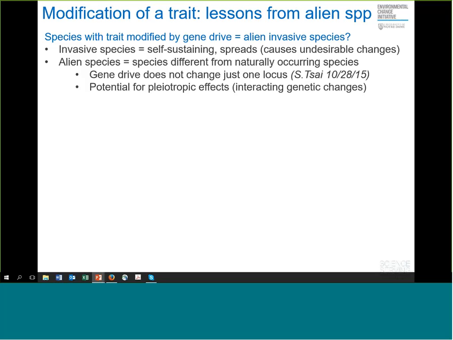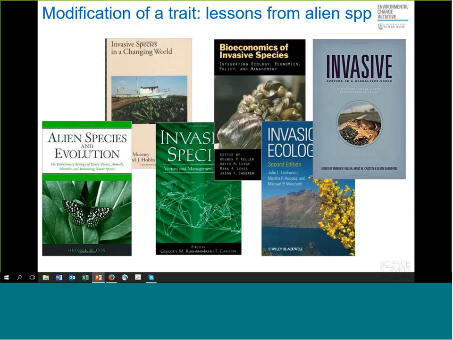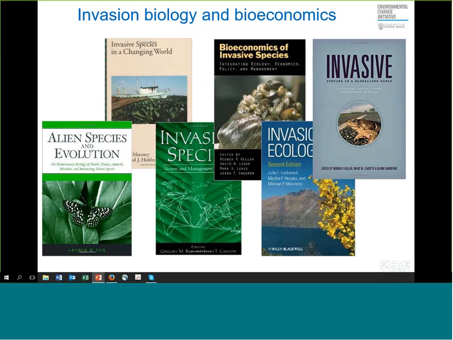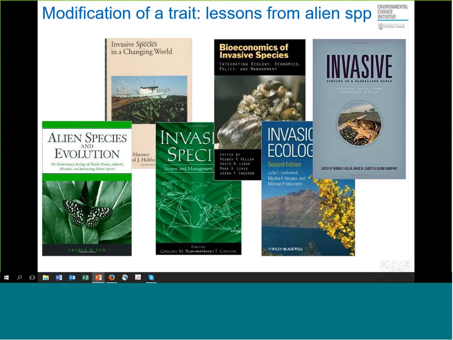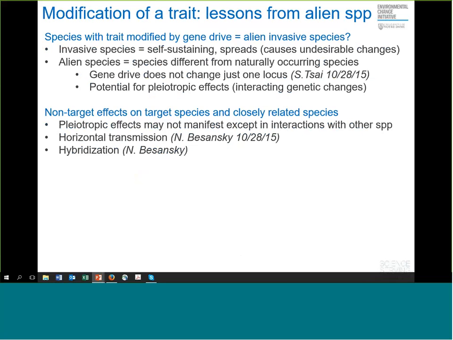That is, interactions among changes at different loci that could lead to phenotypically or behaviorally important changes in the organism. But my main point to this point in my talk is to say that there's a huge discipline and a long history of studying alien invasive species, the ecology, the environmental effects, and the economic effects. I just show a few resources in that subdiscipline here.